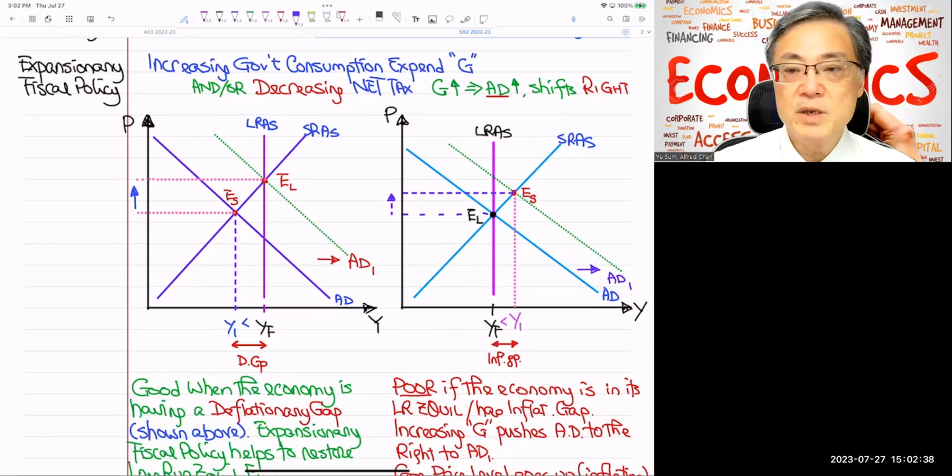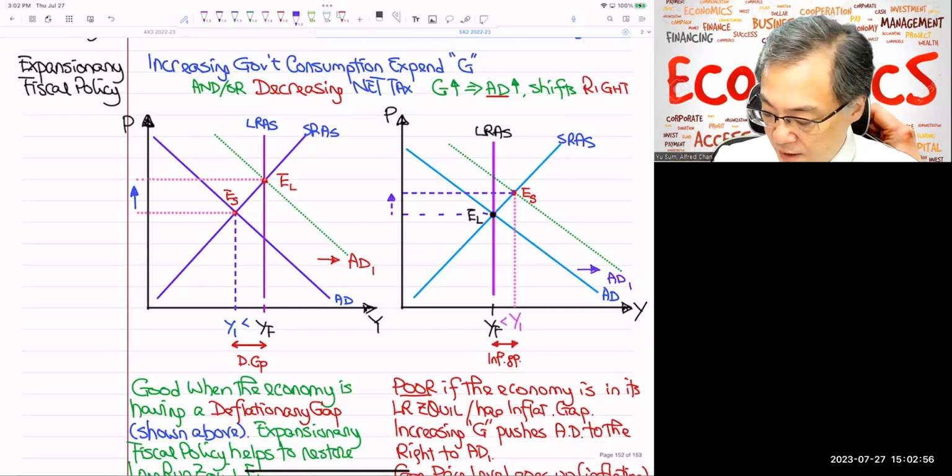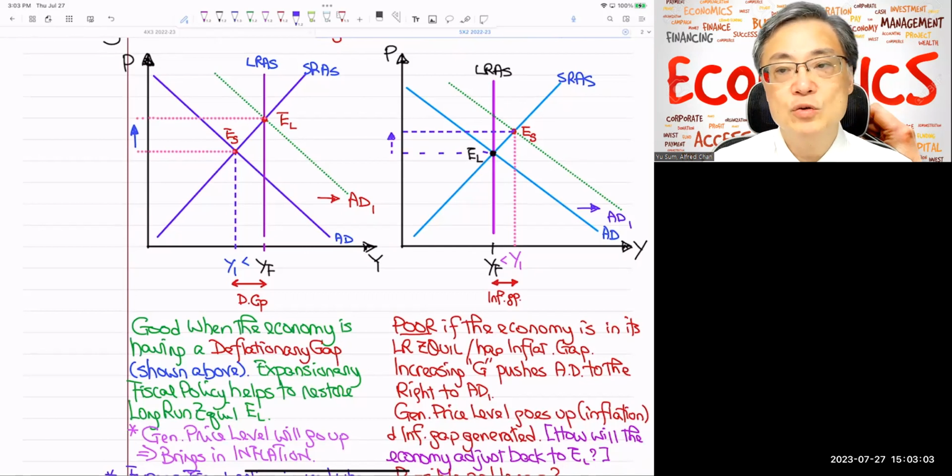The result will be pretty straightforward. Let's use G. Your government consumption expenditure increases. That means your aggregate demand is going to go up. The aggregate demand is going to shift to the right. So here I have two different illustrations. When is it good to use an expansionary fiscal policy?